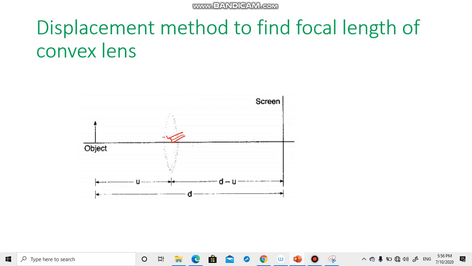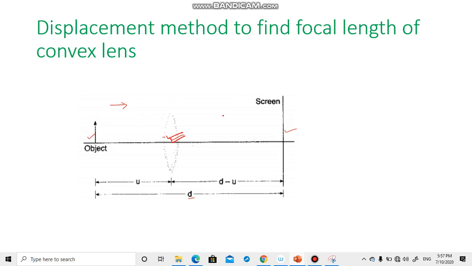We will be discussing the displacement method to find the focal length of a convex lens, the method we use in laboratories. So here there is an object and a screen. Let us say the distance between them is D. Now this object has to be placed at a distance of minimum 4 times the focal length of this convex lens to get any real images on the screen. So the incident rays' direction is like this, so the real images have to be formed on the screen. So the distance has to be minimum 4 times the focal length.